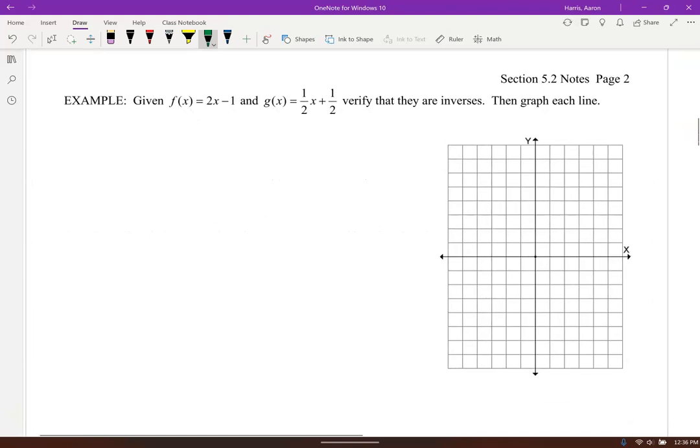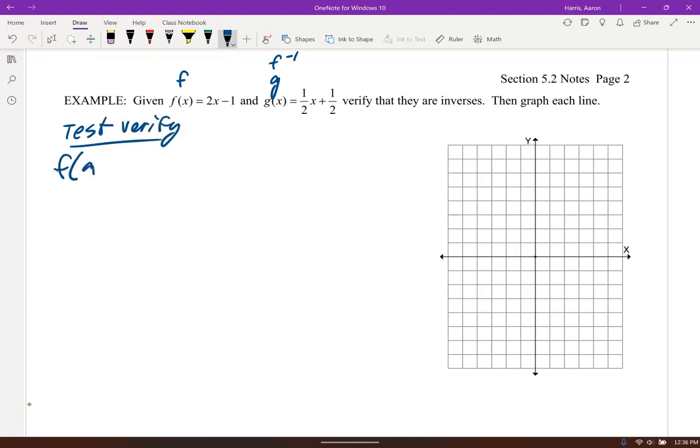All right, so how would we verify inverses? Well, the only way to verify if f and g are inverses, in other words, g is f inverse, if they're truly inverses, is that we have to test to verify.